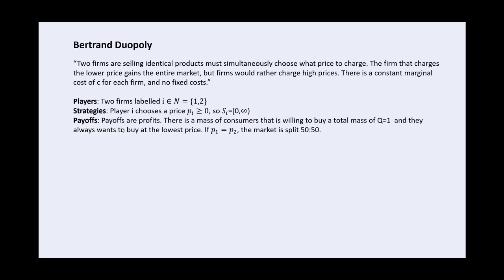The payoffs have the same structure. Profit pi_i equals total revenue minus total cost, but in this case, we set the Q as 1, which represents the total mass of consumers who are willing to buy the product. And the consumers are willing to pay the lowest price. So if the price of firm 1 equals the price of firm 2, consumers are indifferent between the two firms, and the market will be split 50-50. So let's look at the profit function.